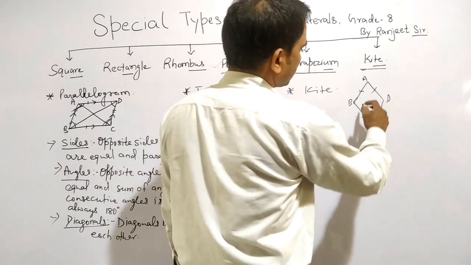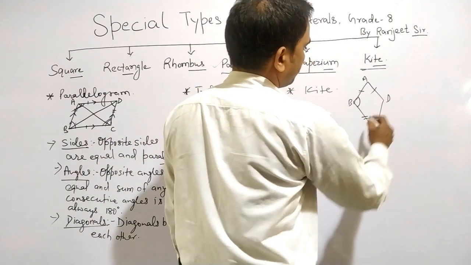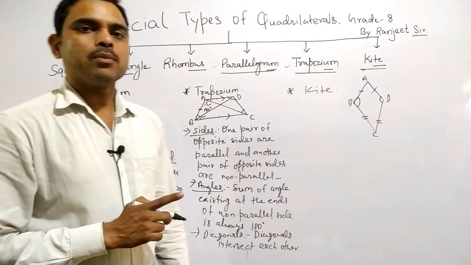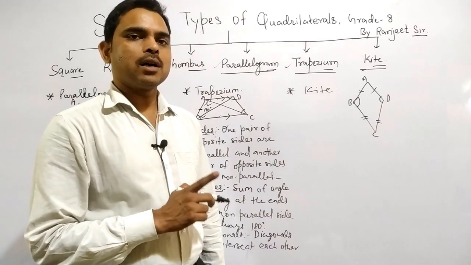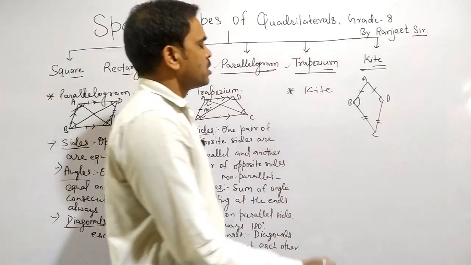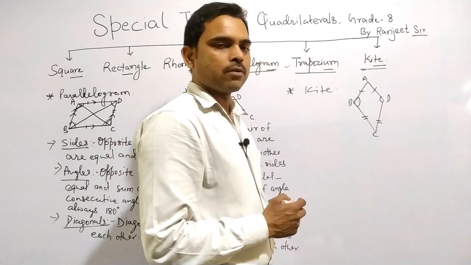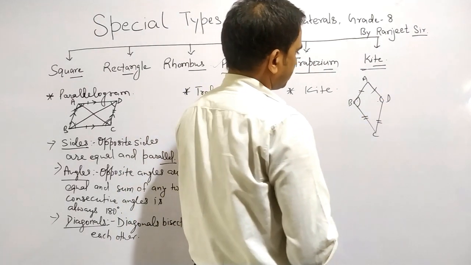About the angles, you will say this angle B and this angle D, one pair of opposite angles are equal to each other. Okay, so angle B, if it is 130 degree, so angle D also will be automatically 130 degree.